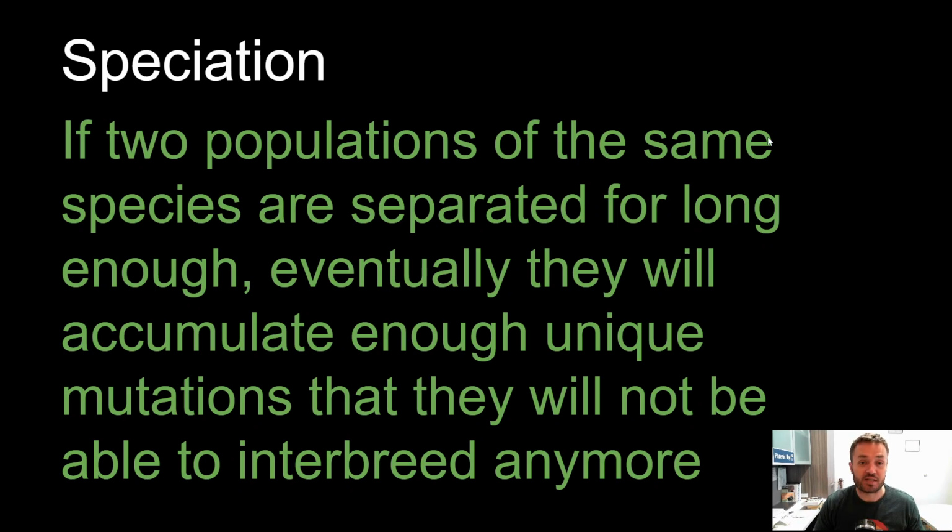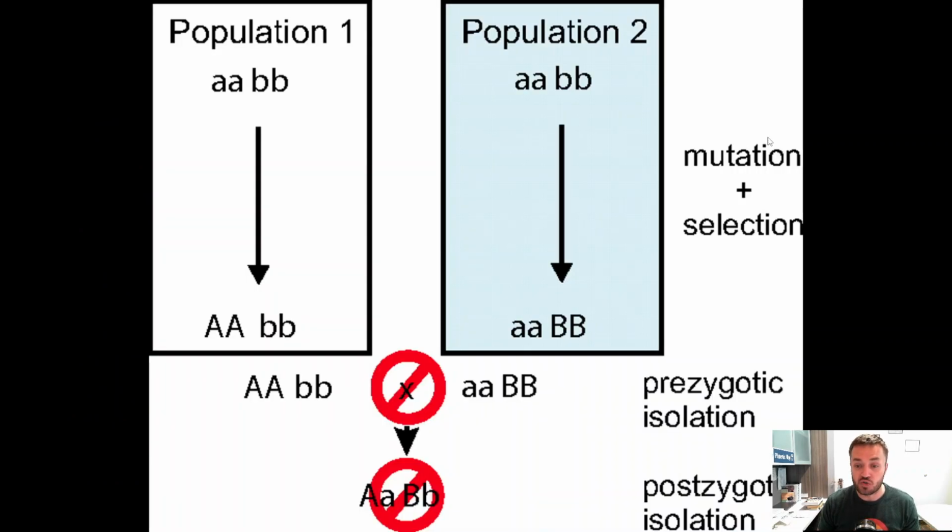So speciation is this idea that if you take the same species and you split them into two different populations for long enough, they will accumulate mutations and they won't be able to share them, a concept known as gene flow. There will be no gene flow, and eventually they're going to accumulate enough unique mutations that if you were to try to cross them again, nothing would happen. So that's the idea of speciation, the creation of new species.